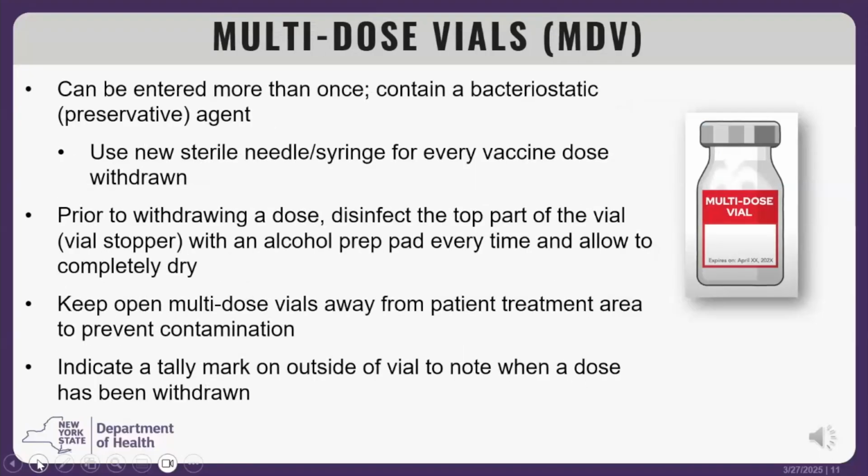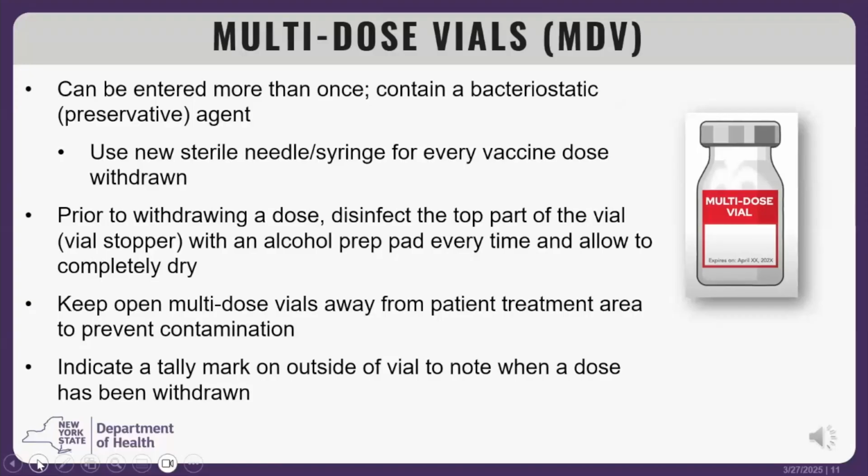A multi-dose vaccine vial is a vial of liquid medication that contains more than one dose of vaccine. Here are safety steps to remember when working with multi-dose vaccines. Multi-dose vials can be used more than once when aseptic technique is followed to draw up multiple doses because they do contain a bacteriostatic or preservative agent.